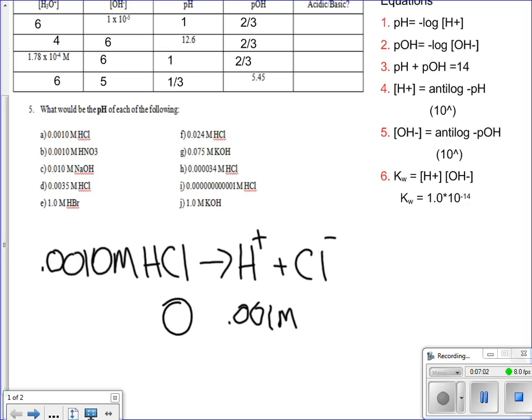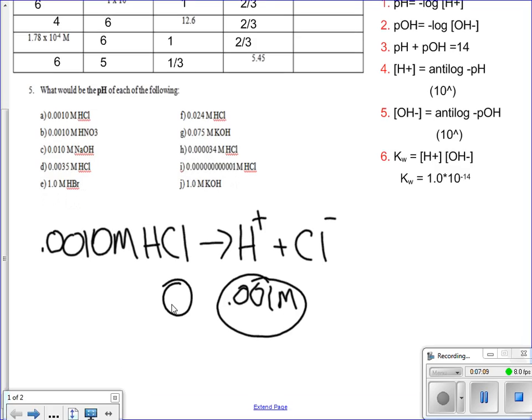So now this value is going to be our H plus value. So if we're looking for the pH of a strong acid, we can do the negative log of its concentration. So go back to equation number 1. Our pH is equal to negative log of 0.001. And we plug that into our calculator, and you should get 3. And that should make sense because it's hydrochloric acid. It should have a pH value of less than 7.